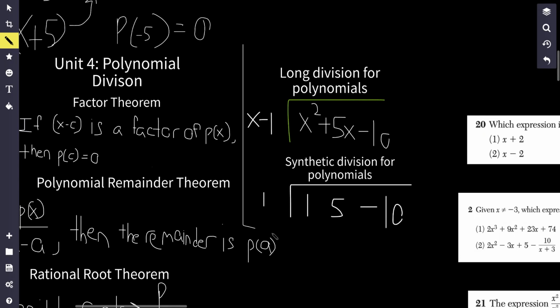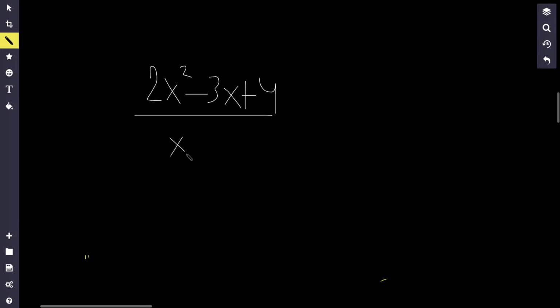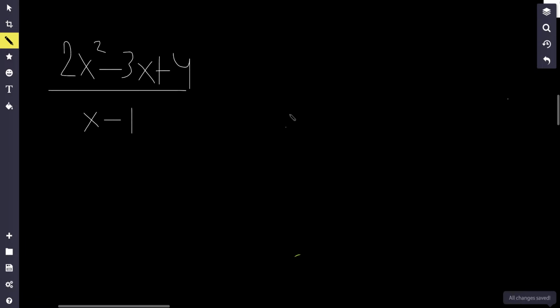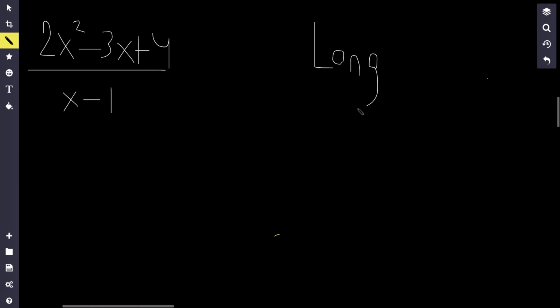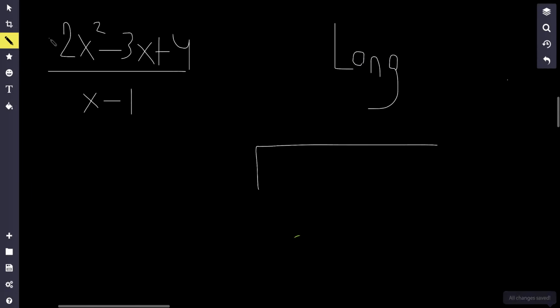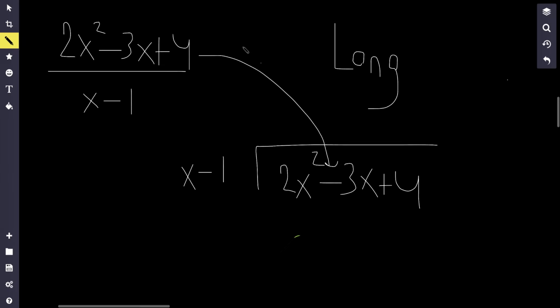Now, let's actually learn how to do long division and synthetic division. So this is just going to be a quick review. Let's say I have 2x squared minus 3x plus 4, and divide this by x minus 1. We are going to do the long division first, okay? So the long division method. I'm going to take this 2x squared minus 3x plus 4 and place it inside my division symbol. The setup is like normal division, where you have your dividend on the inside and the divisor, what you're dividing by, on the outside.